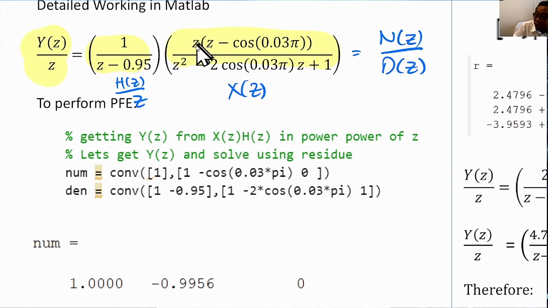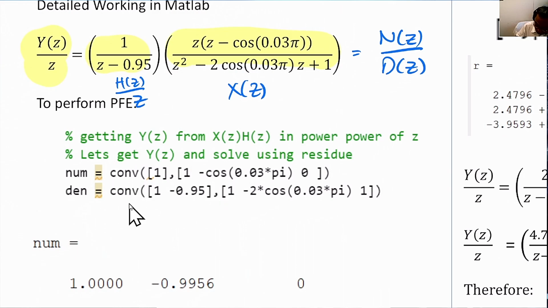So this power is z squared. This guy is power 1, and therefore we need to put a 0 here because this is z to the power 0, then the power 1, then the power 2, for the numerator NUM. For the denominator, we're convolving z minus 0.95, so the coefficient is 1 for z and minus 0.95 for z to the power 0, convolving with z squared, so the first coefficient is 1, the second coefficient is minus 2 times cosine 0.03 pi, and the last coefficient is 1. So the numerator and denominator are obtained this way.